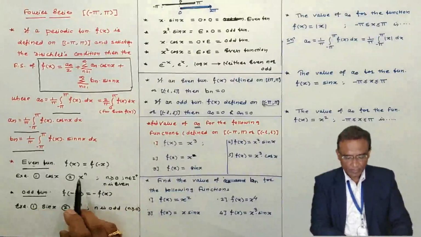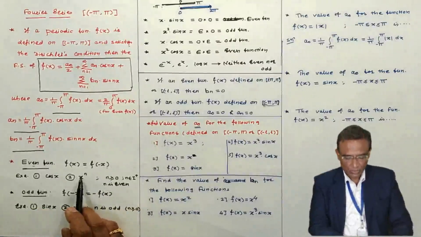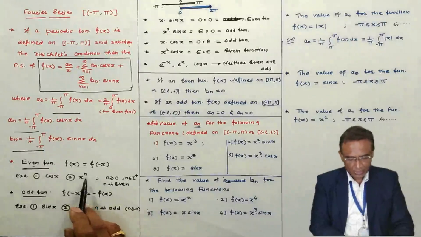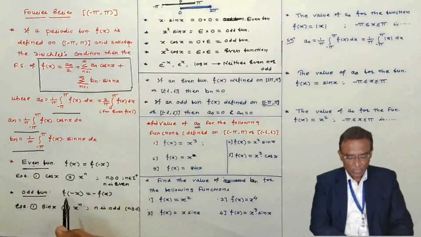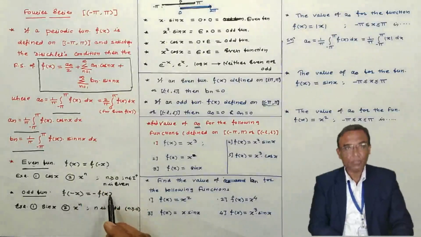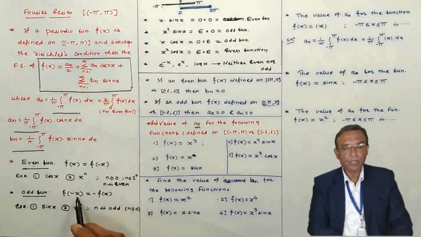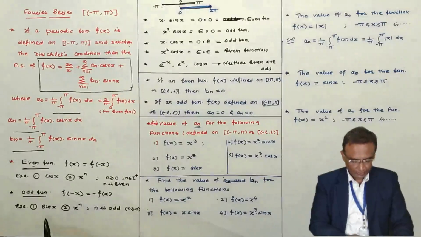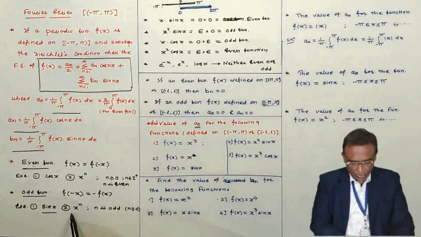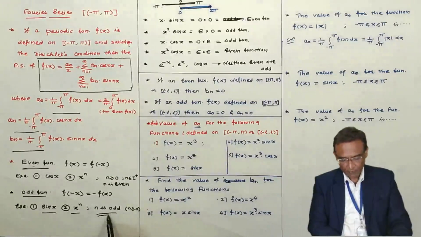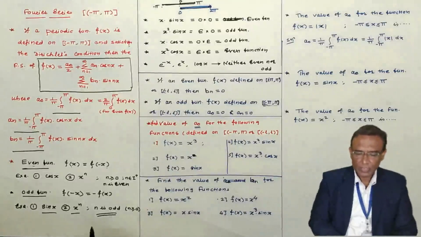Cos x is an even function. x to the power 2, x to the power 4, x to the power 6, x to the power 8, x to the power of any even positive integer is an even function. Odd function is what? See the difference. f(-x) equal to what? Minus f(x). If you replace x by minus x in the function, you get the negation of the function value. Sine function is an odd function. x to the power n is also an odd function when n is odd and n is positive.